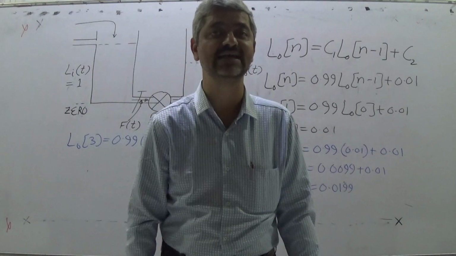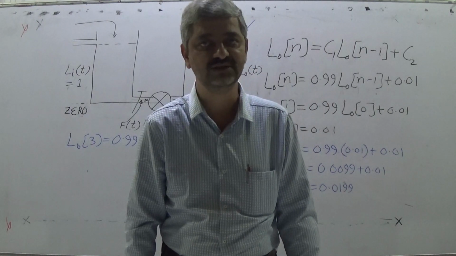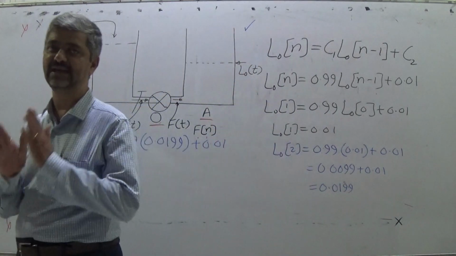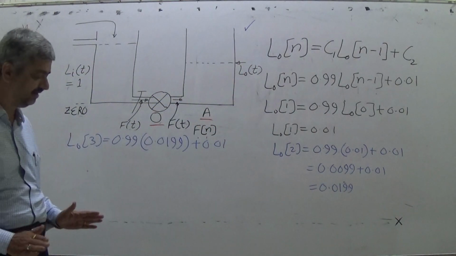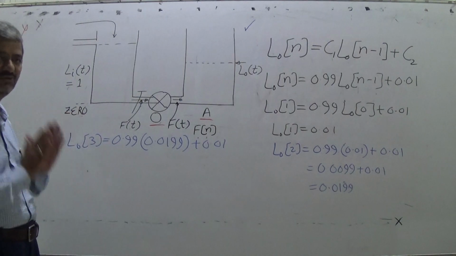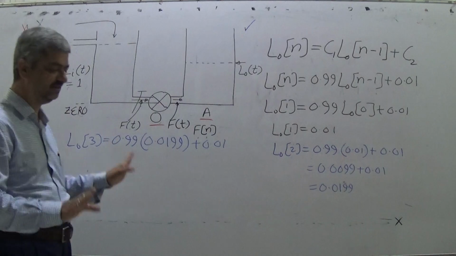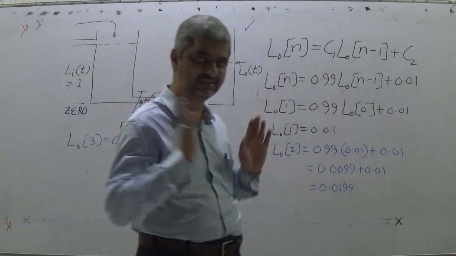This is called as asymptotical rise. Listen very carefully. The water in the right hand side tank is continuously increasing, but the rate of increase is continuously decreasing.